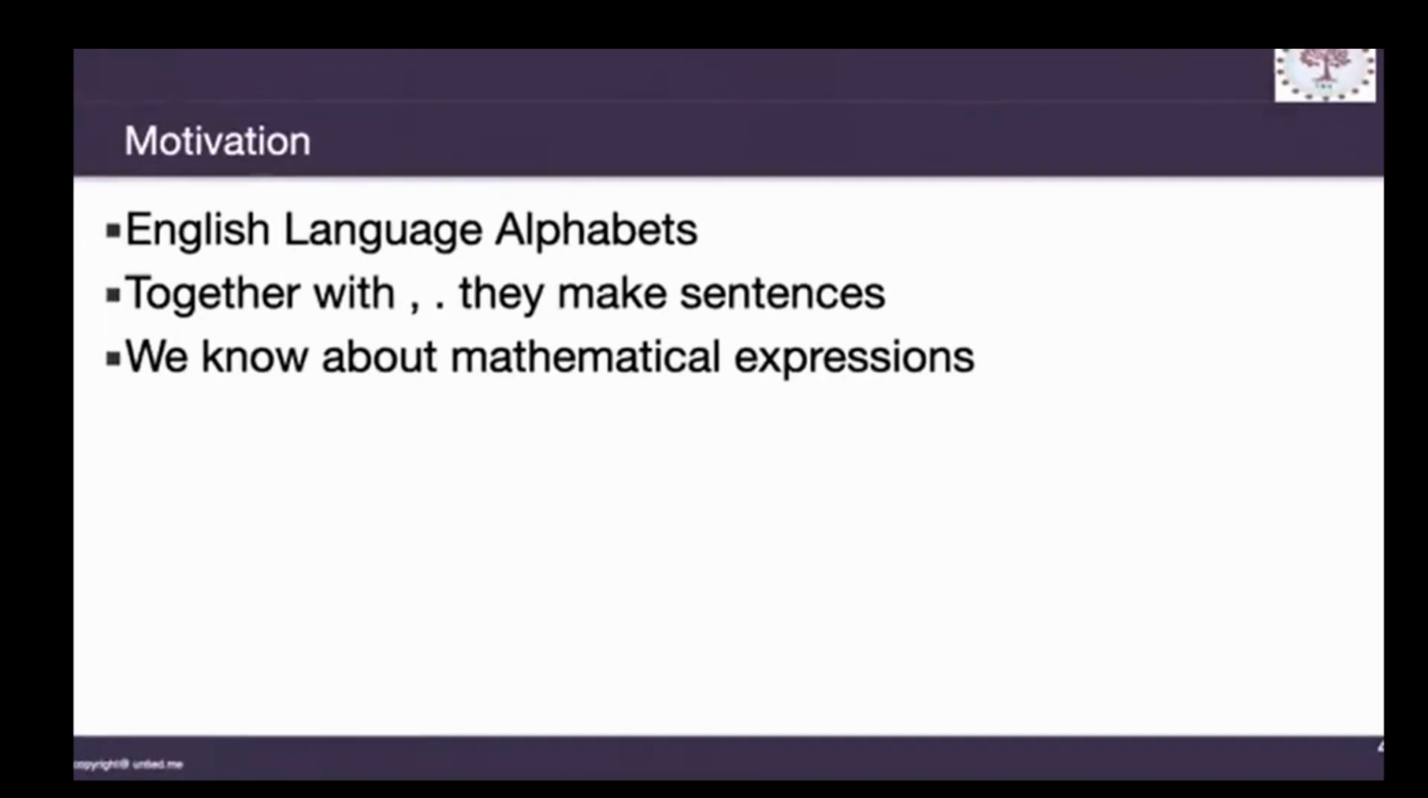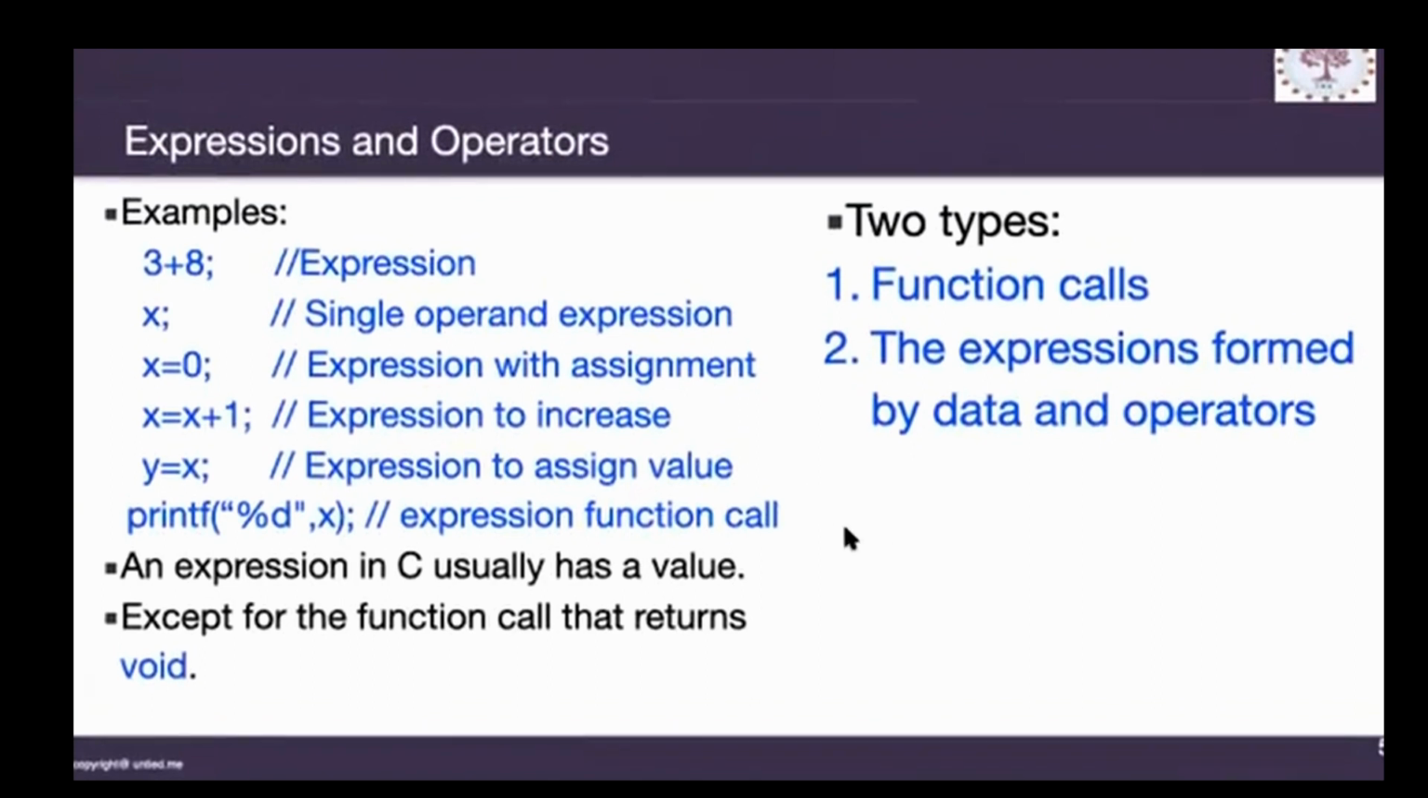So, expression: we have 3.8. It is called an expression. If we are writing a single variable name, then it is also called a single operand expression. An operand is also a value, meaning a variable in which a value is stored. And if we write x equals 0, then it is called an expression with assignment. This equal sign in a programming language is called assignment because it assigns a value to that particular memory location represented by the variable. Then if you want to change the value, it is called an expression to increase the value.